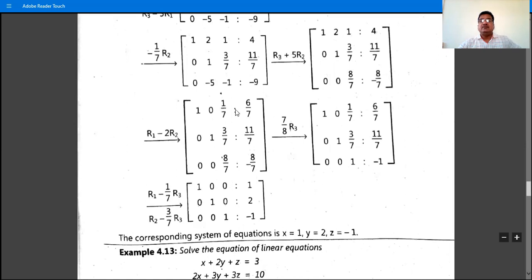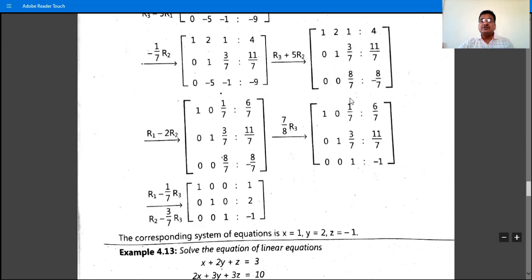1 by 7, and then minus 2 into this minus 11 minus 22 by 7 plus 4 becomes 6 by 7. Then we have to reduce this 8 by 7 to 1. So the operation is 7 by 8 R3. Then we have 1 at this place, we have minus 1 at this place.